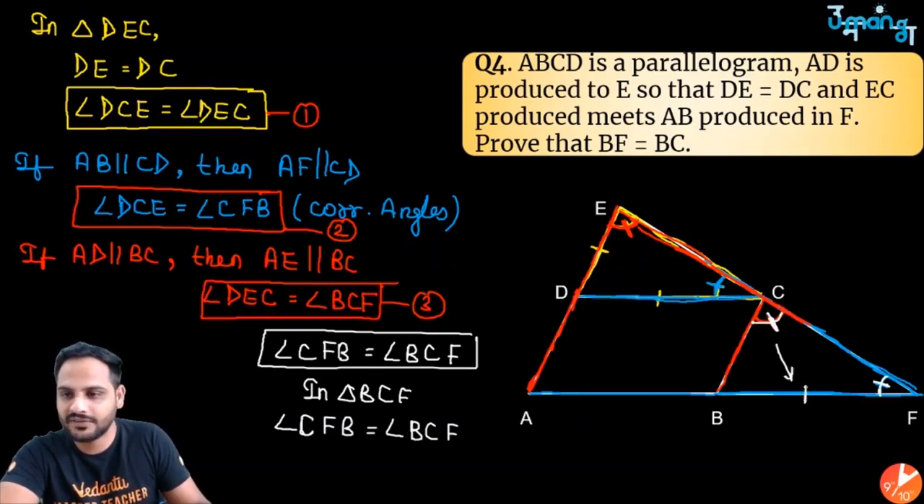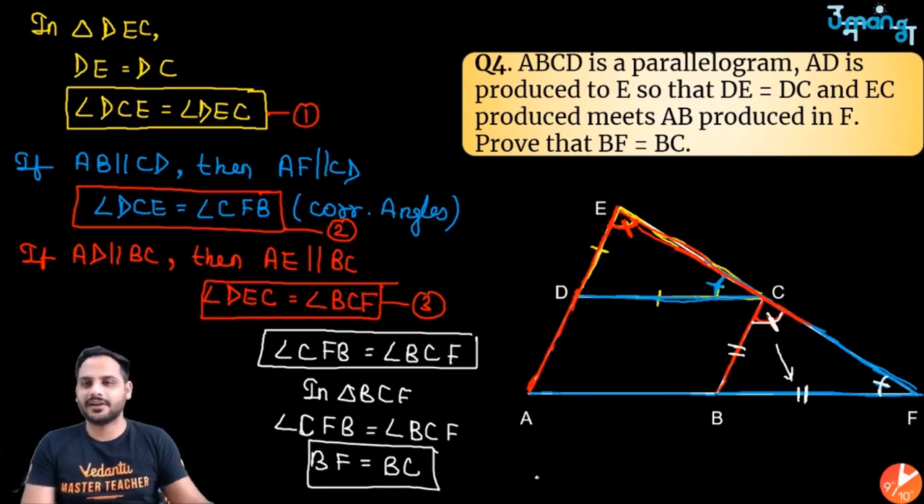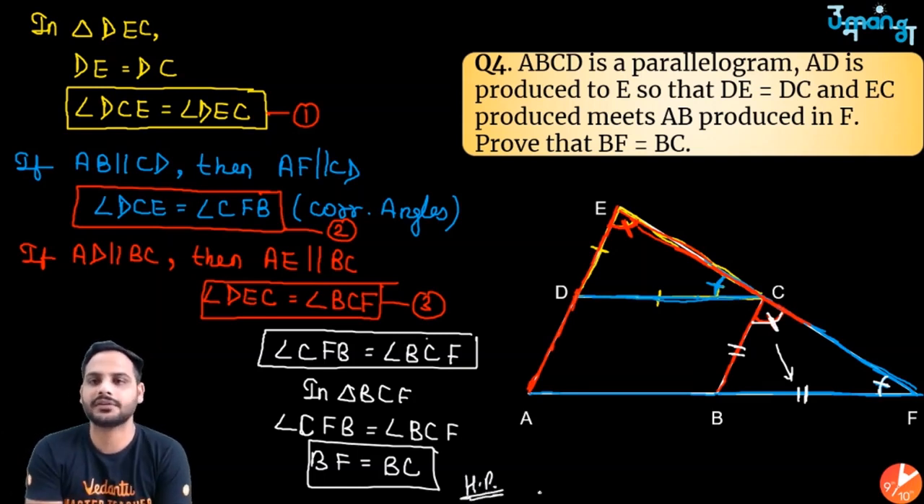So opposite to BC we have BF and opposite to this angle F we have BC. So I can clearly say BF is equal to BC. बस हो गया काम, hence proved, right? So this is how you have got your result. Correct. So this is how this question can be solved.